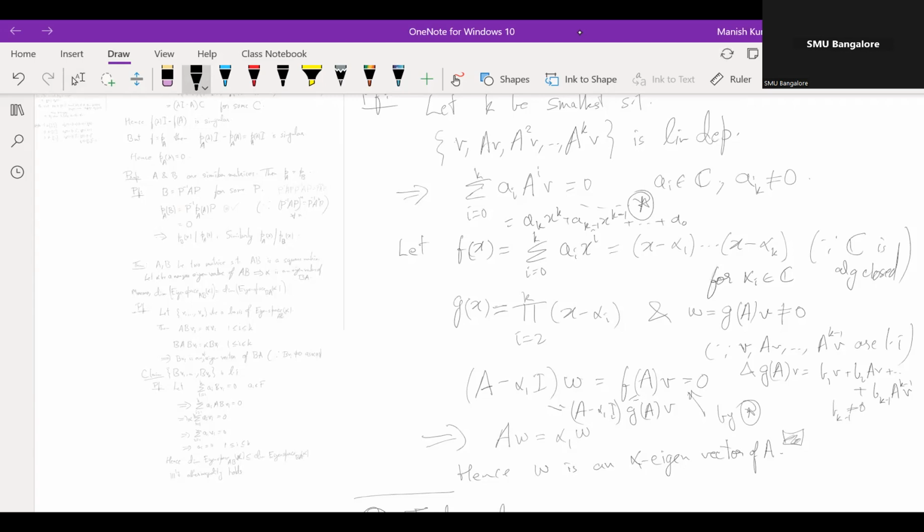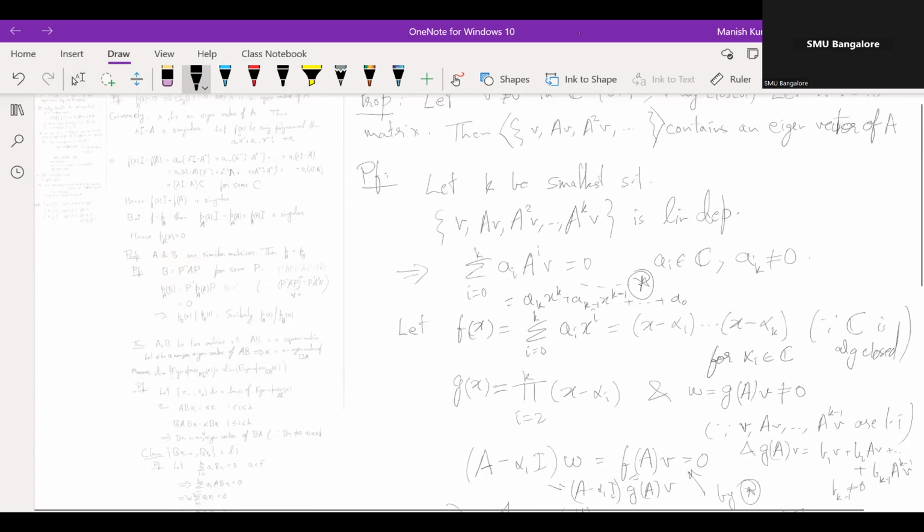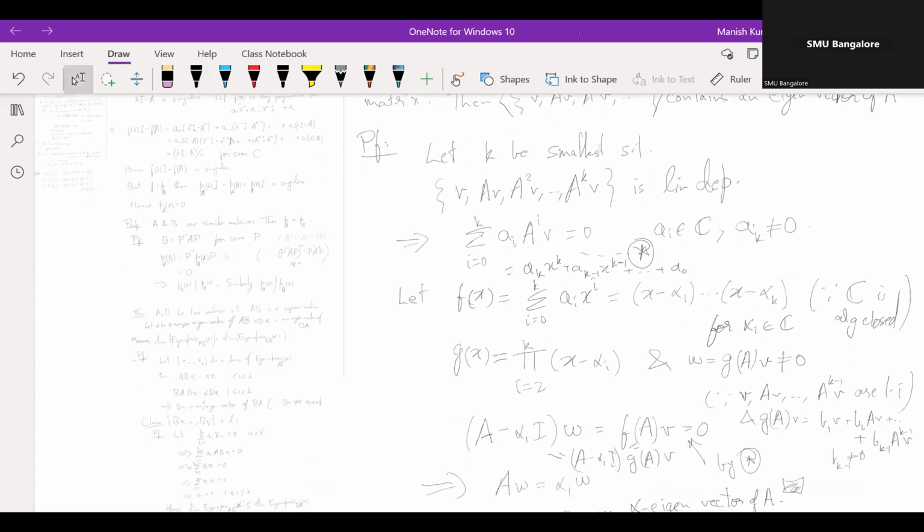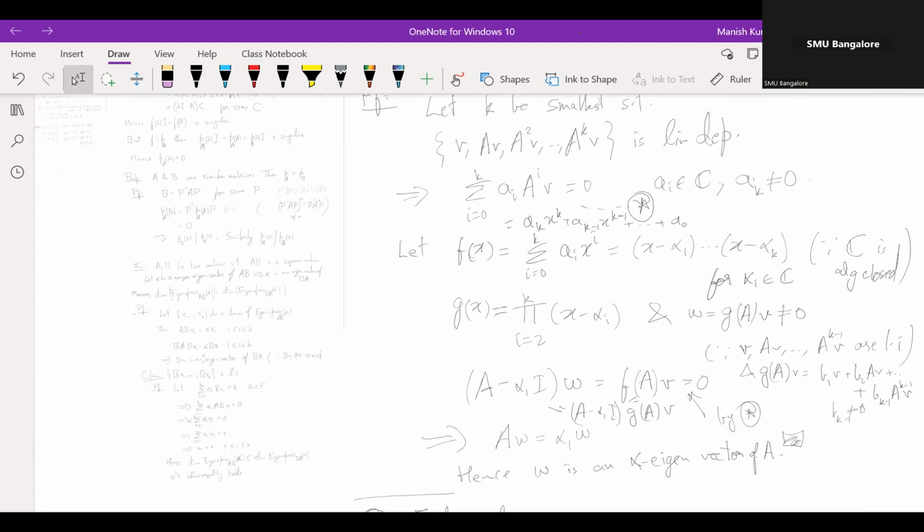Now since you are over an algebraically closed field, you can factor it. You can write it as (x minus alpha 1) up to (x minus alpha k). You can even work this out in a more general setup, as long as the field has the property that this polynomial has one root, then you can also find the eigenvector. But let's say over an algebraically closed field, you can factor it like this. Then g of x is basically f of x divided by x minus alpha 1.